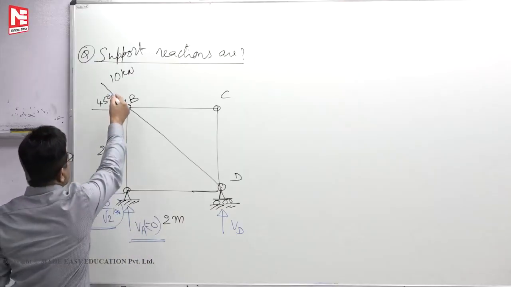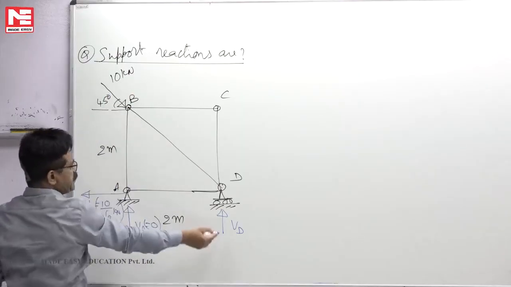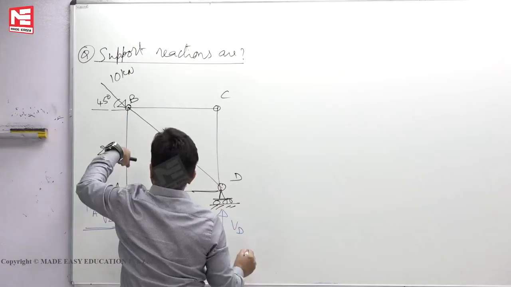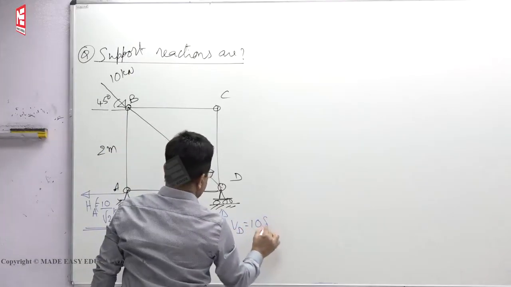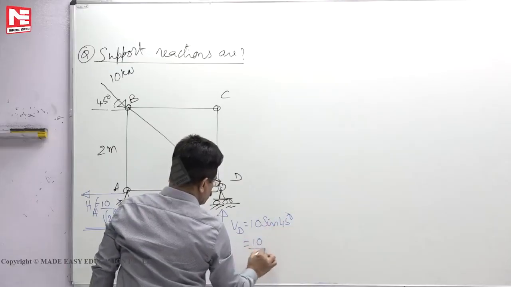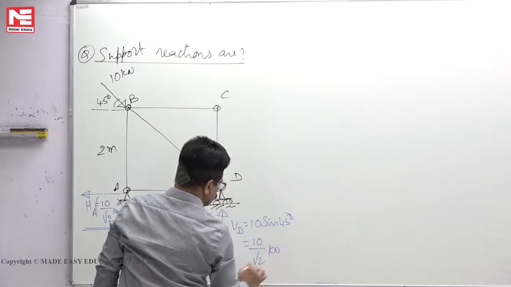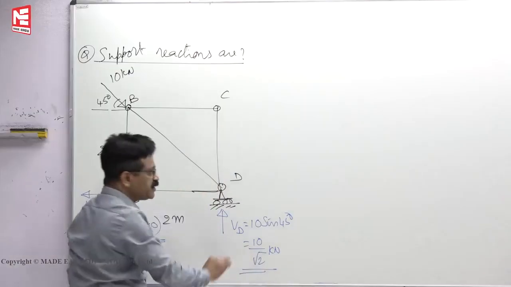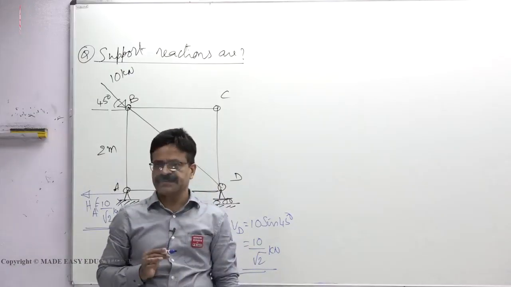Then who will take this 10 sin 45? Vertical component is this fellow, VD. 10 sin 45 down, so VD must be 10 sin 45 up. That means 10 by root 2. Like this, by inspection itself, we should be able to find the reactions.